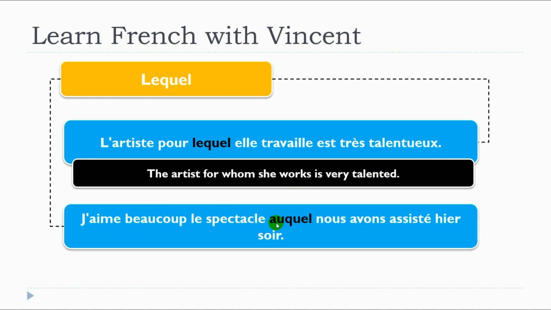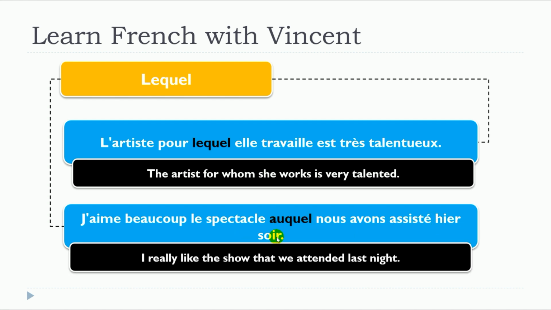J'aime beaucoup le spectacle auquel nous avons assisté hier soir. And in that case, you can see that auquel, of course, is not lequel, but it's the preposition à followed by lequel, and it becomes auquel.